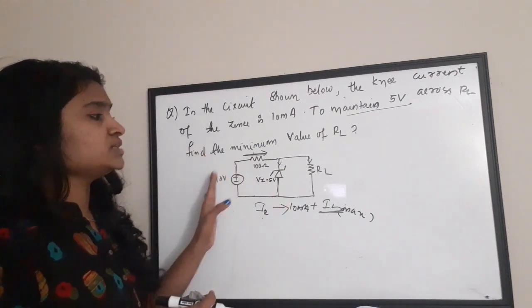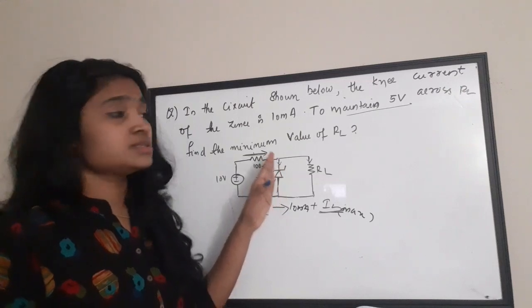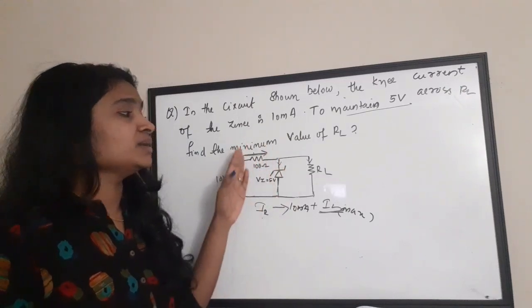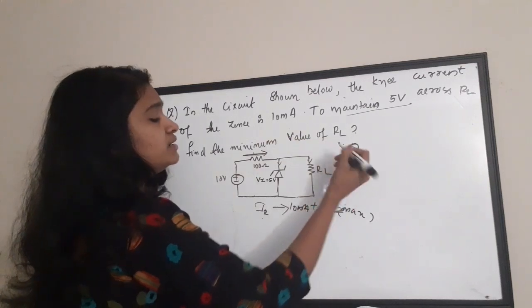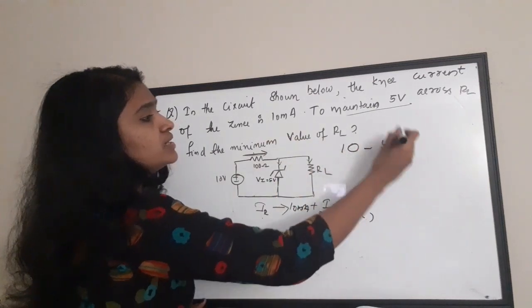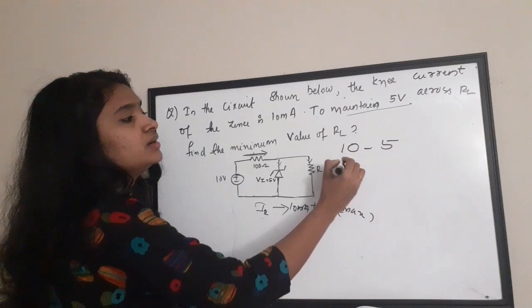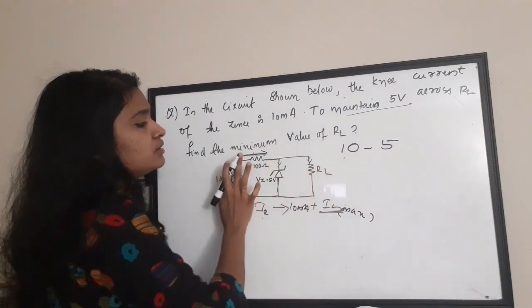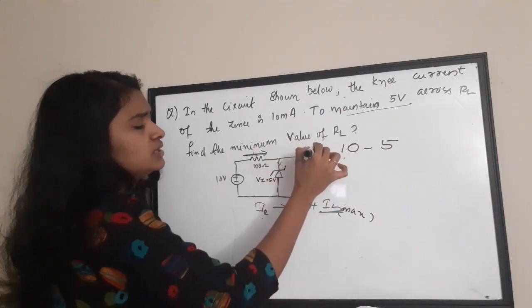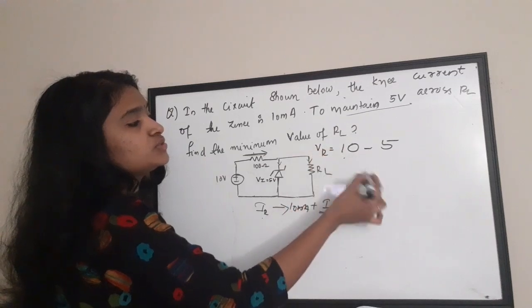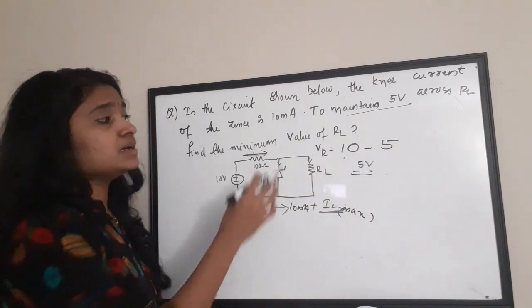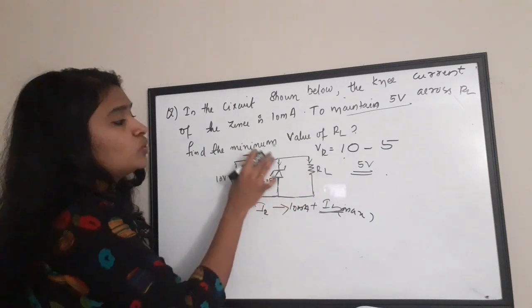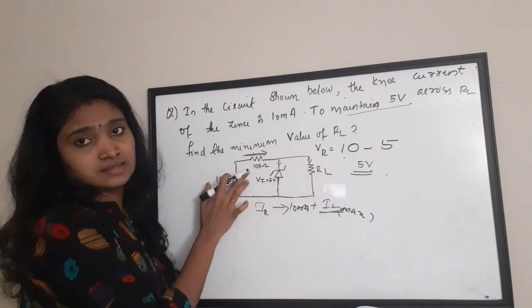Out of the total voltage, some voltage is coming across this Zener, and the remaining is coming across a series resistor. So 10 minus 5 is coming across the Zener, and that will be equal to this voltage. Let it be VR. VR is equal to 10 minus 5 equal to 5 volt. That is the voltage across this series resistor.